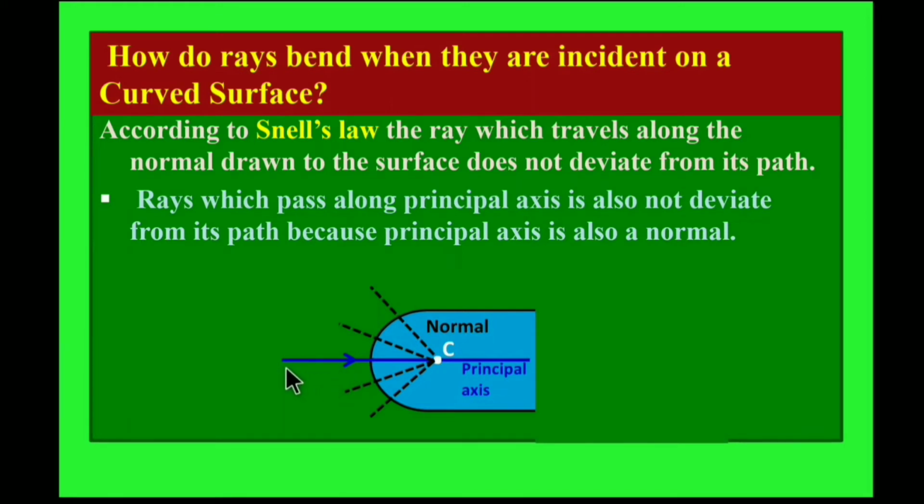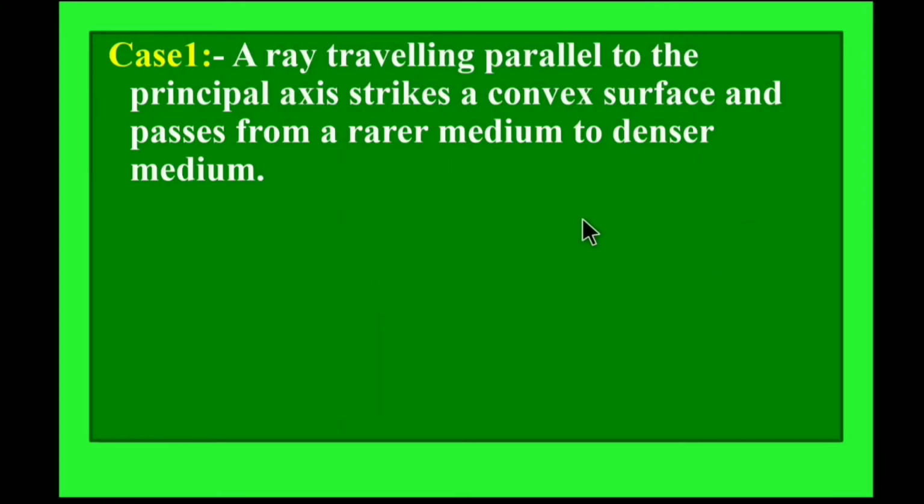Similarly, if the light ray is passing through the principal axis, there will be no bending here also. Why? Because the principal axis is also a normal. Alright, so there are four cases of how bending takes place.